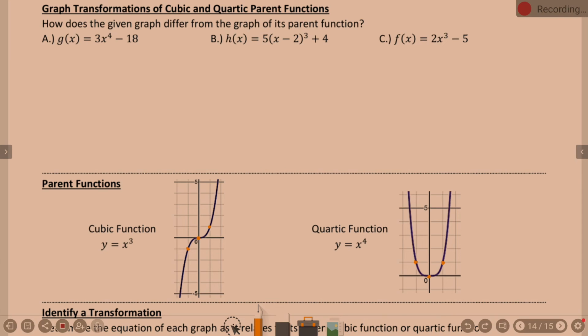As we look at A, g of x equals 3x to the fourth minus 18. The parent function that we're talking about in this case is the x to the fourth. What I need you to tell me are what are the 3 and 18 doing to it? Because they're going to take that x to the fourth graph here, and they're going to alter it. Any remembrances of what that 3 or 18 does to that graph?